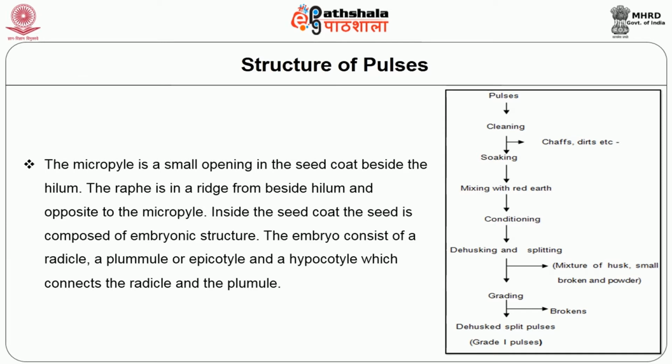Inside the seed coat, the seed is composed of embryonic structure. The embryo consists of a radicle, a plumule or epicotyl, and a hypocotyl which connects the radicle and the plumule. The below flowchart shows the general processing of the pulse.